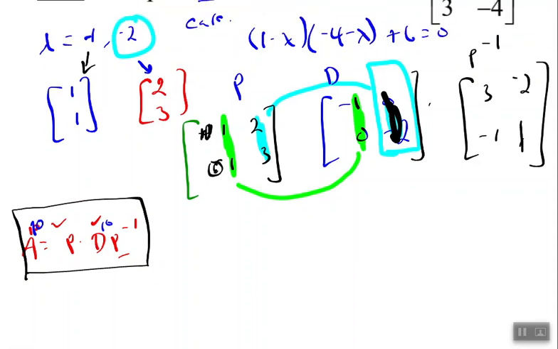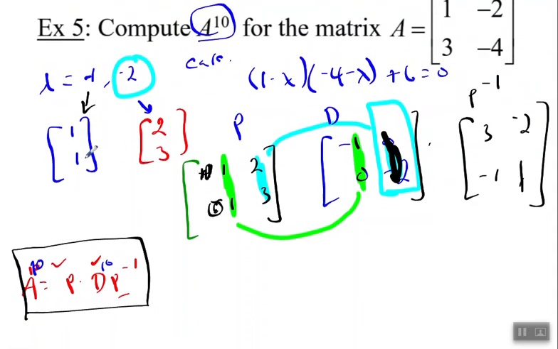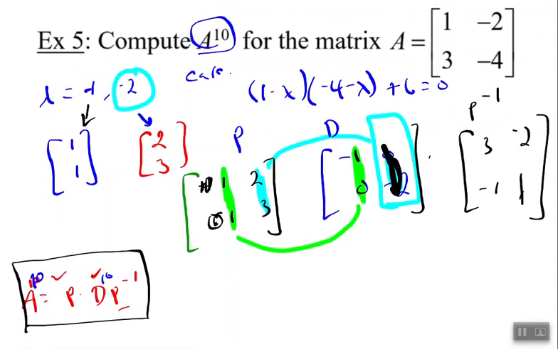So if you happen to have to do the same type of problem on the quiz, what I really need to see is what the P matrix is, what the D matrix is, what P inverse is, and then the final answer, and how you got that. You did A to the 10th is going to be P times D to the 10th times P inverse.